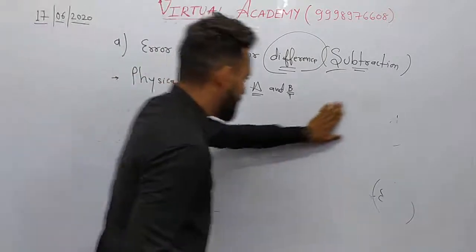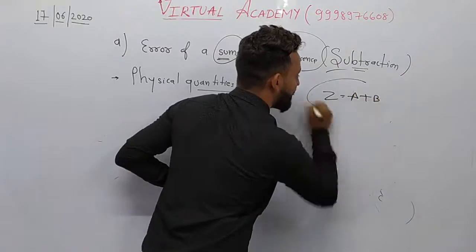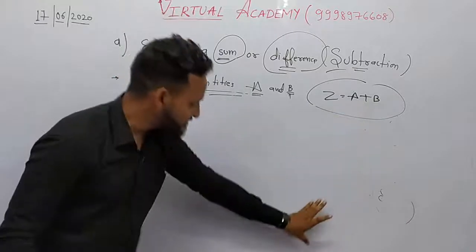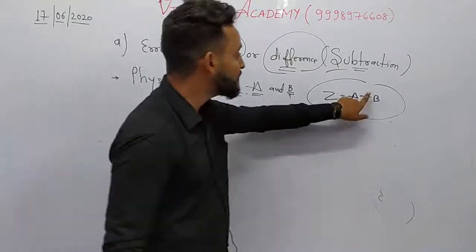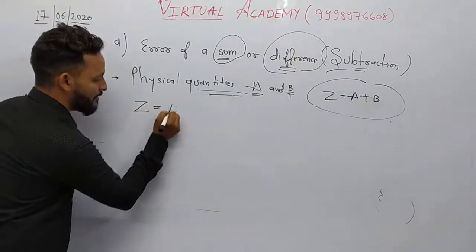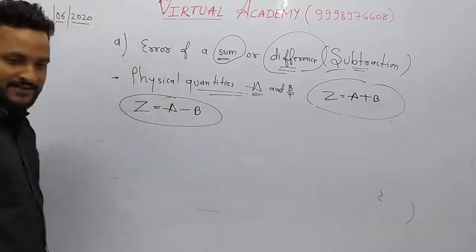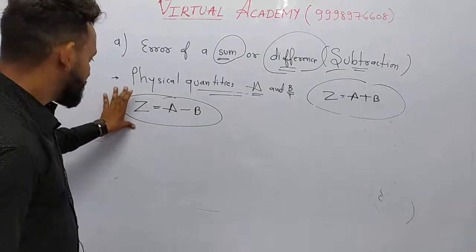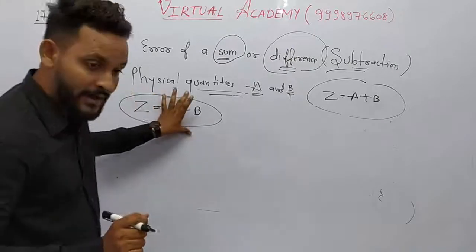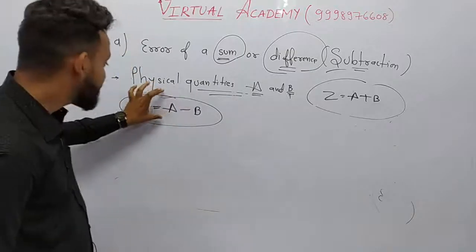Now for addition, it is Z equal to A plus B without error. When we are adding error, then the equation becomes like that. But now we are going to deal with subtraction or difference. So basically, it's Z equal to A minus B. This equation is what we follow when there is no error. We simply write down A and B. Why? Because there is no error.